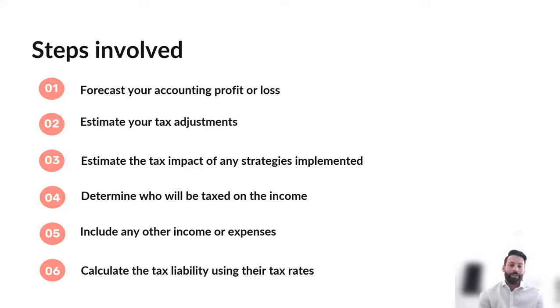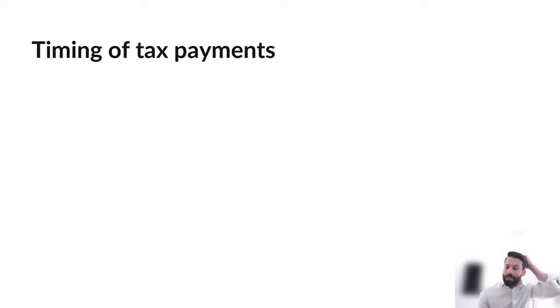The final piece is then to deduct any tax that's already been paid during the year. So that might be PAYG instalments, it might be withholding from wages, or it could just be some withholding tax or other tax offsets that you might get. Once you've got to that point, you'll then know what the total tax liability across your group is for the year.